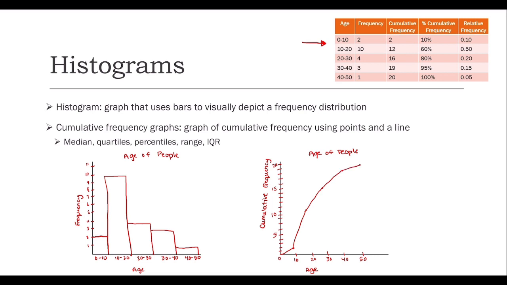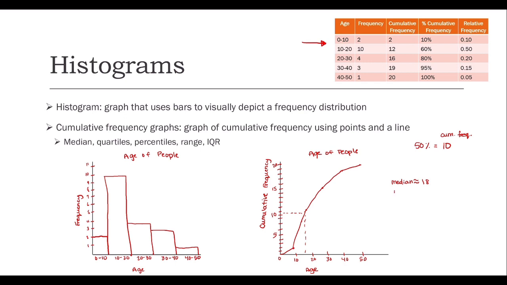So now we can find our median. Our median will be halfway through our frequency. So when we're at 50%, which is 10, when our cumulative frequency is 10. So it hits 10 between 10 and 20. So our median would be approximately, you could say something like 17 or 18.